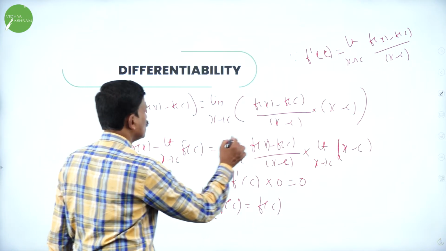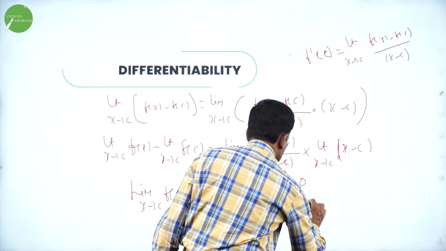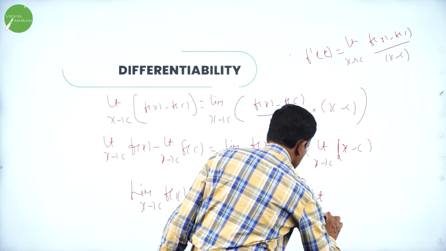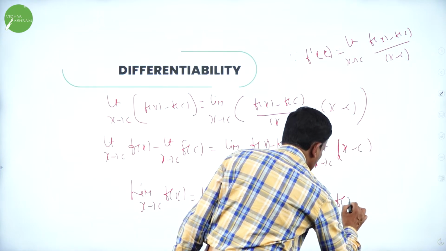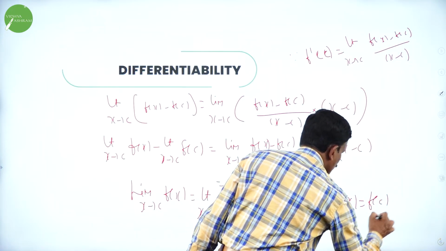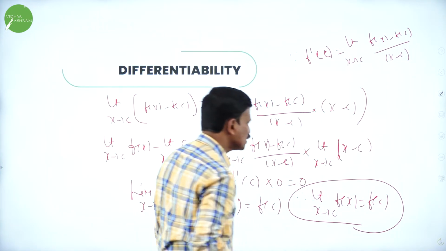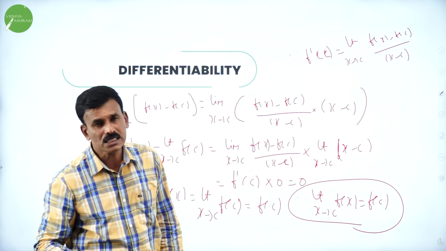Therefore, limit x tends to C of f of x is also equal to f of C. Therefore, the function f of x is a continuous function.